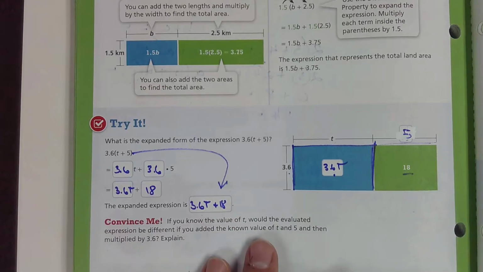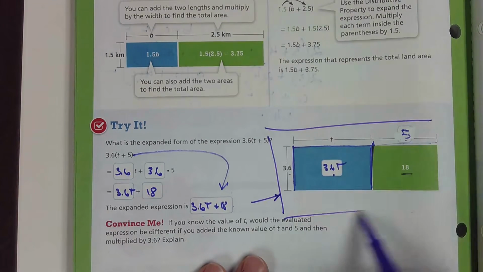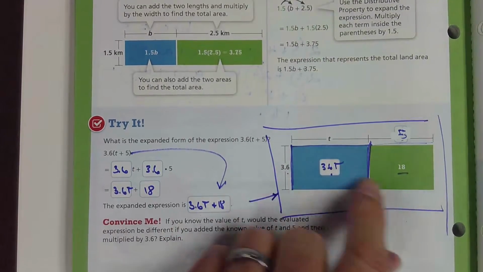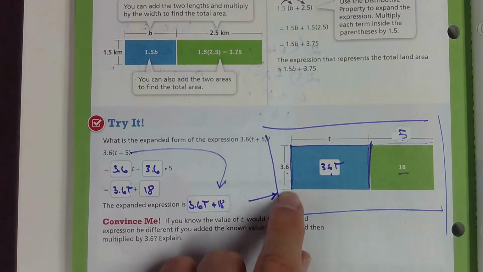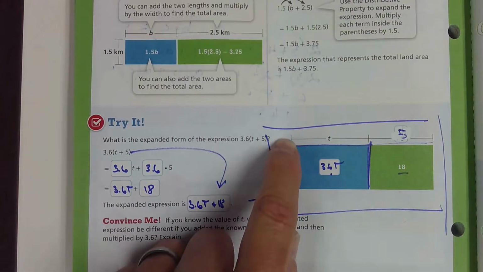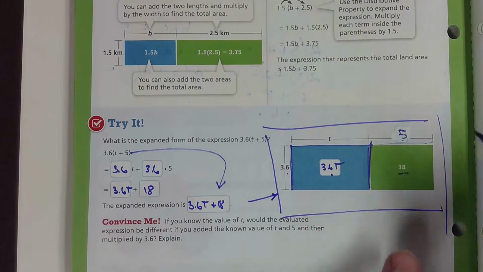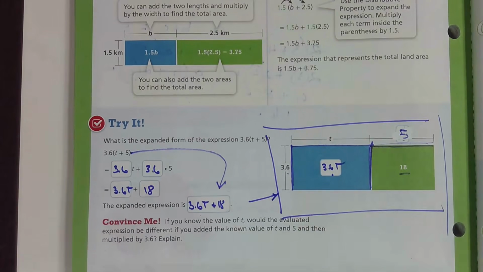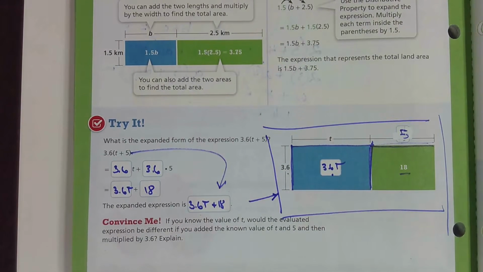All right? And that comes from this image here. I don't know what to call it, not a graph. They give us some dimensions: this is 3.6 and this is t, and this section right here is 5. And so that's how you ended up with 3.6t plus 18.